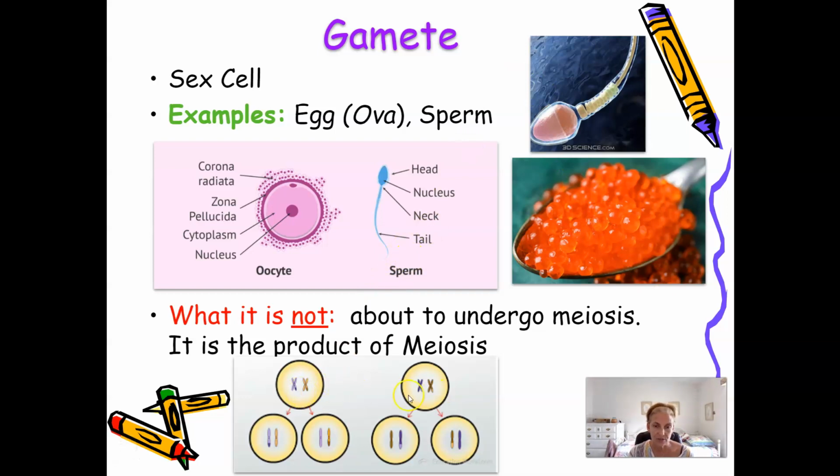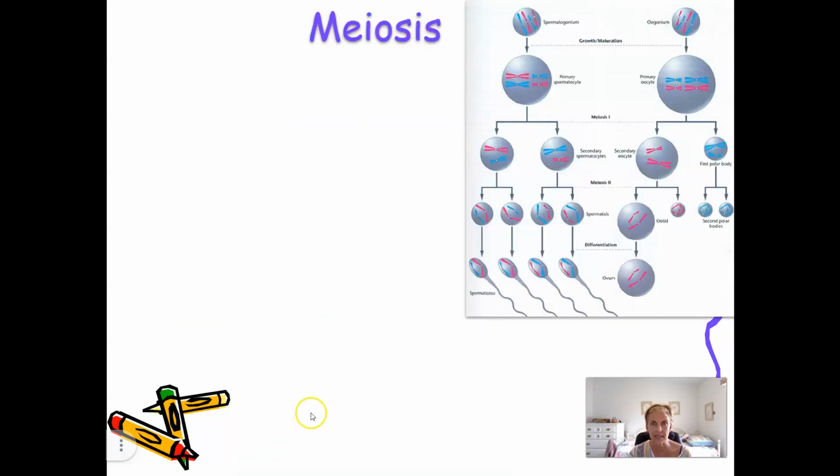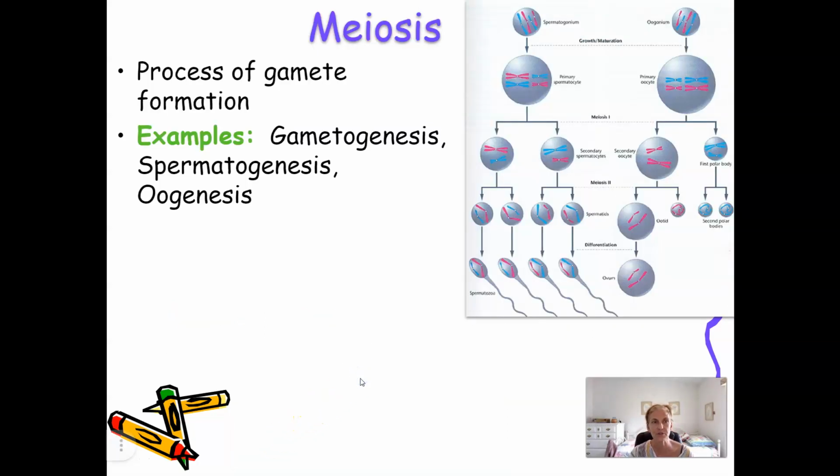Notice these two cells here have sister chromatids paired up, right? And in the end, you only get one of each of those sister chromatids. So you only get a haploid cell instead of a diploid cell, and that is your gamete. So meiosis produces these gametes, whether it's the female or the male.